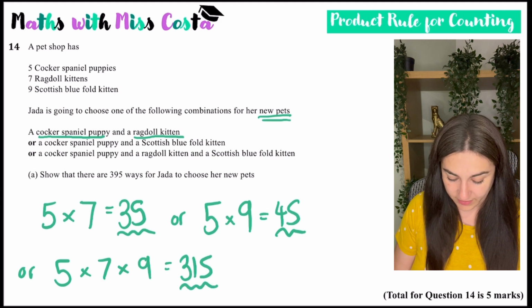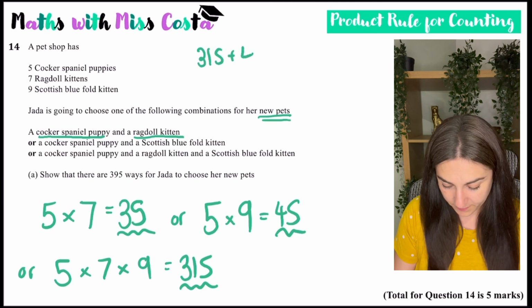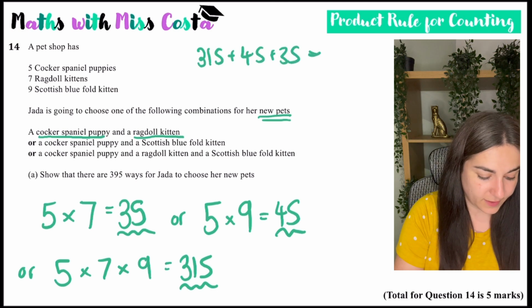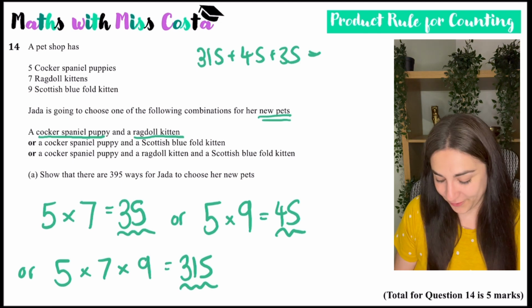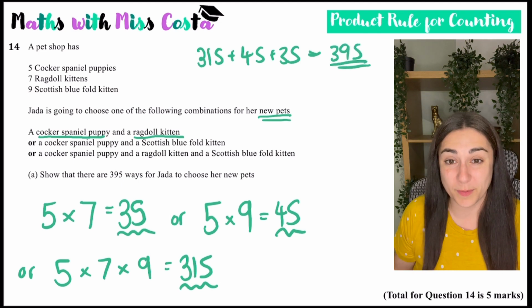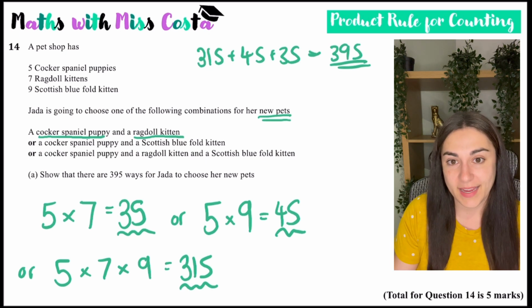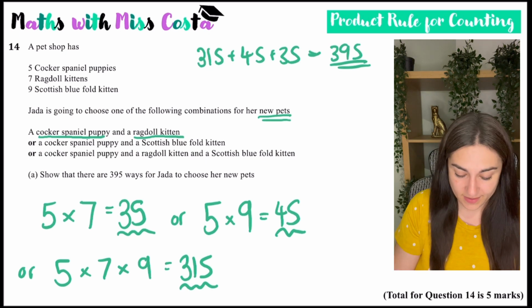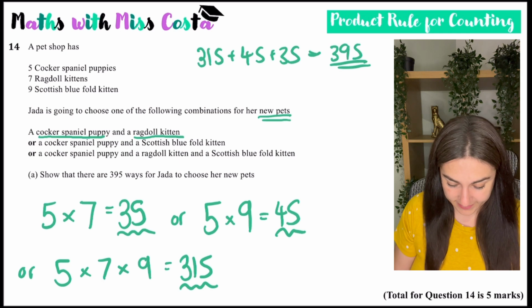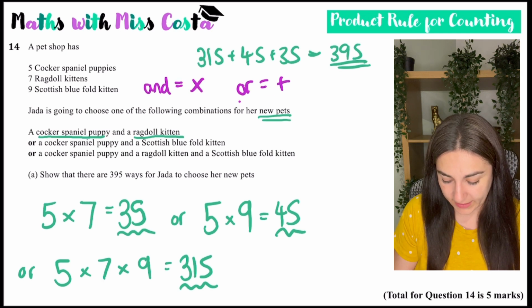Show that there are 395 ways. Well, if I just said 315 plus 45 plus 35 equals, hopefully, 395. So remember the rules with probability. If it's something and something happening, you multiply. And if it's something or something, then you add. So the and rule is you multiply, the or rule is you add them.